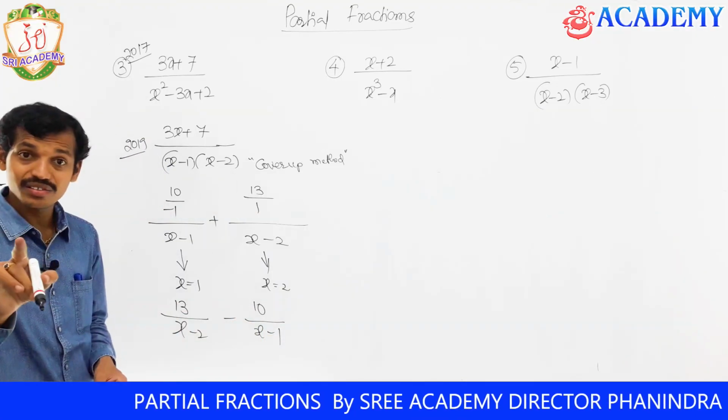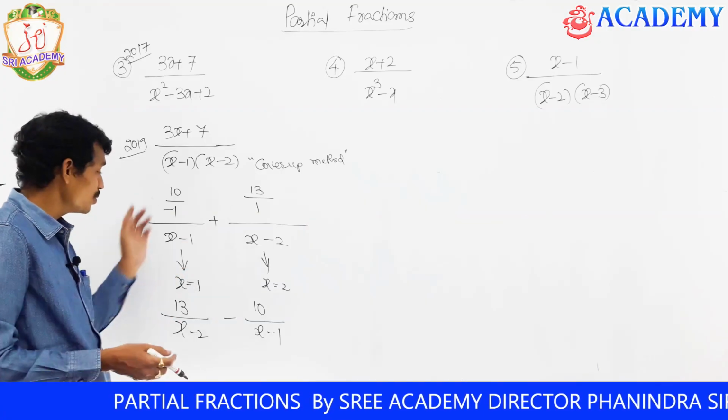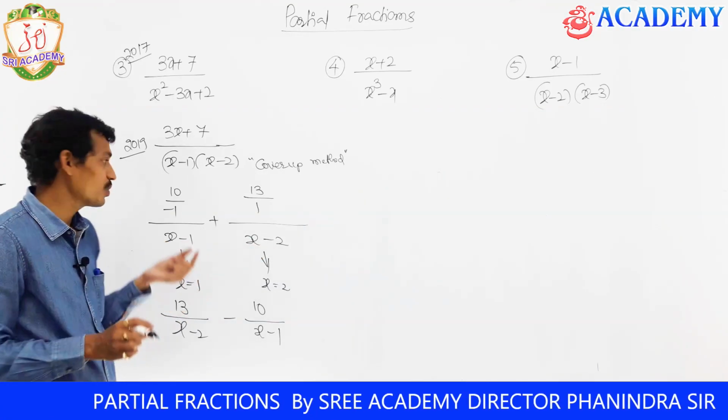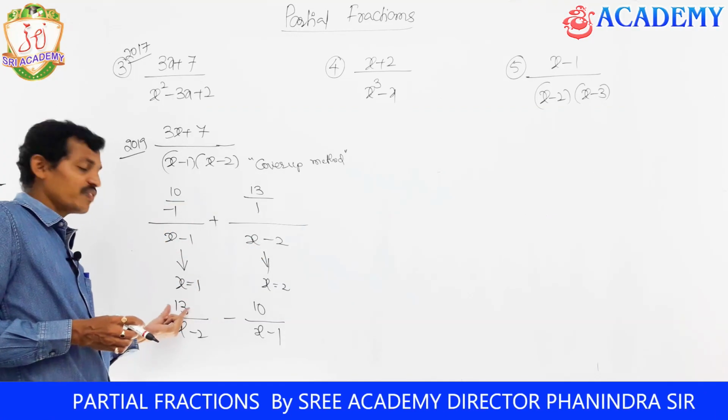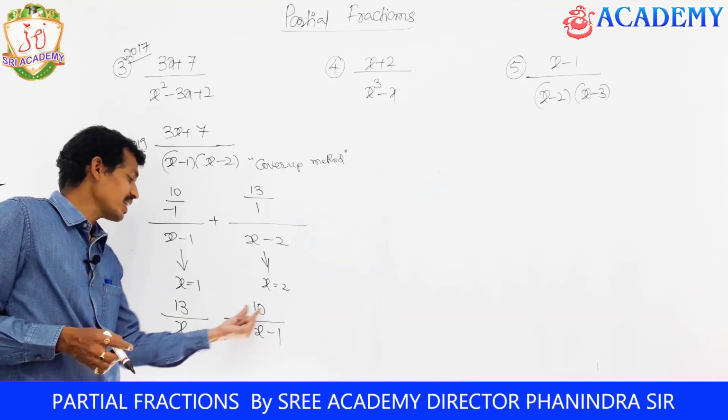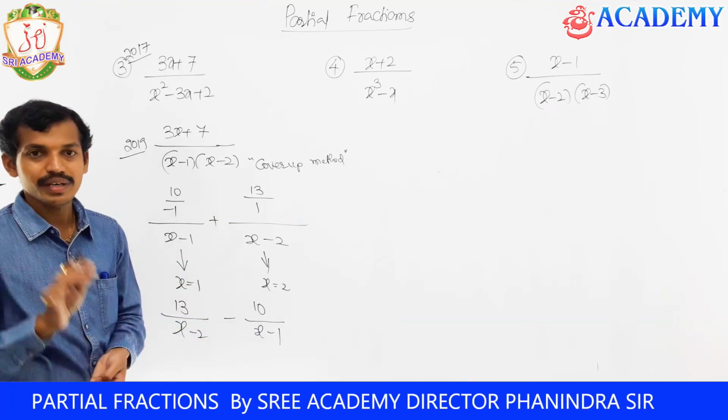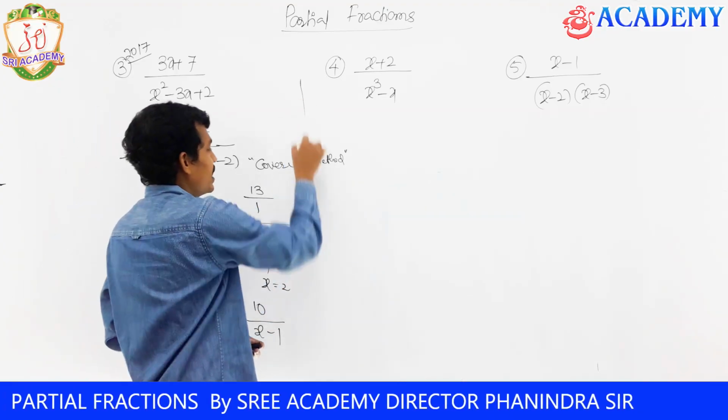Always the factor is going to be that one. It's not going to be changed. Do not write x minus 2 where x minus 1 belongs. For x minus 2 the corresponding factor is 13. For x minus 1 the corresponding factor is minus 10. Be careful.